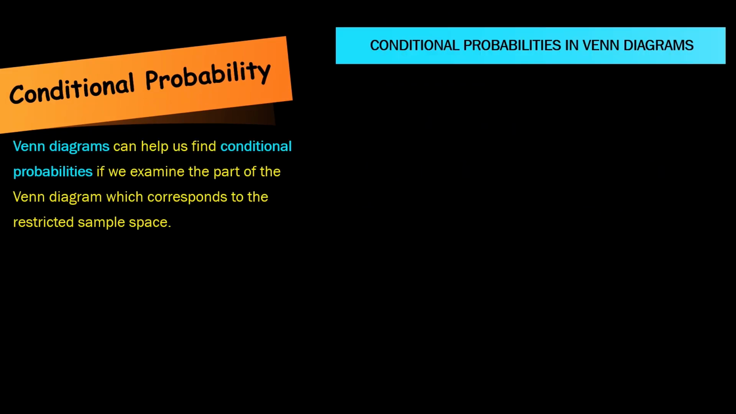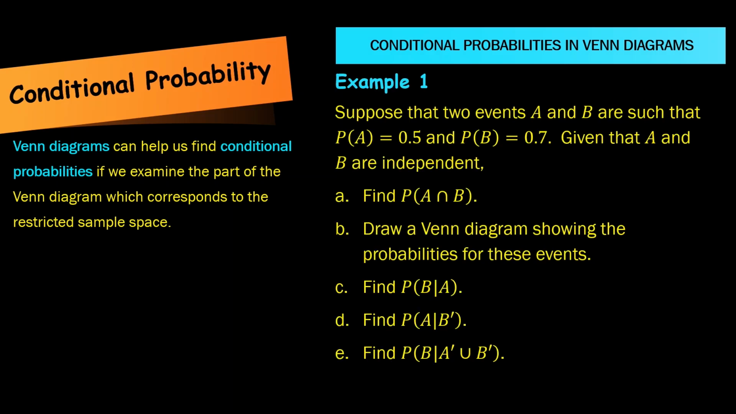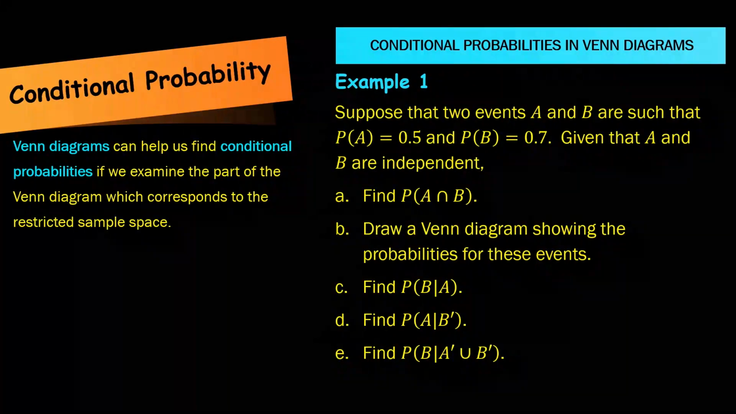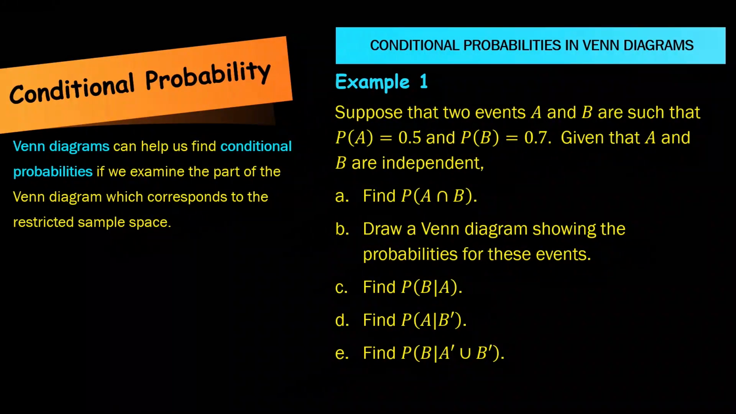Venn diagrams can help us find conditional probabilities if we examine the part of the Venn diagram which corresponds to the restricted sample space. Pause the video and have a go at this example. Press play when you're ready to view the solutions.